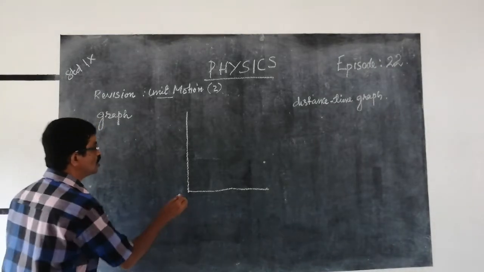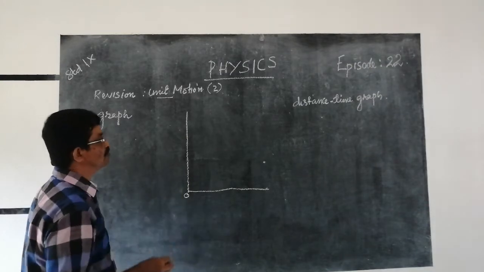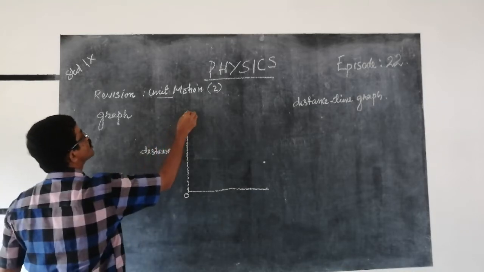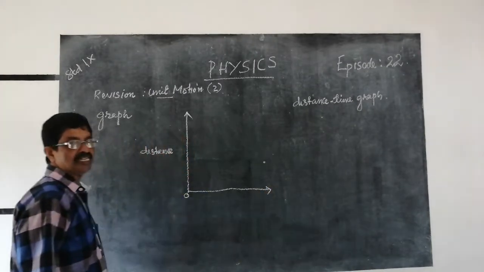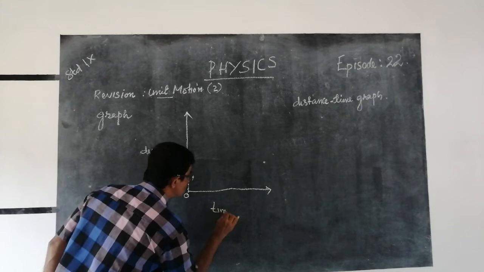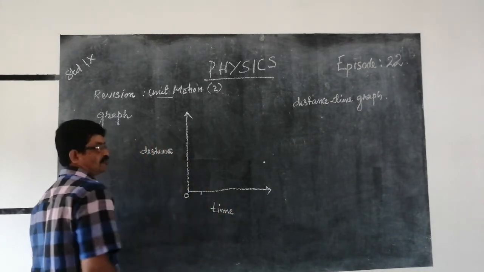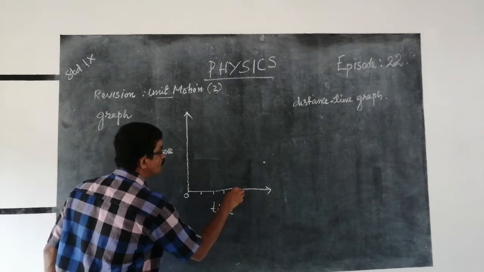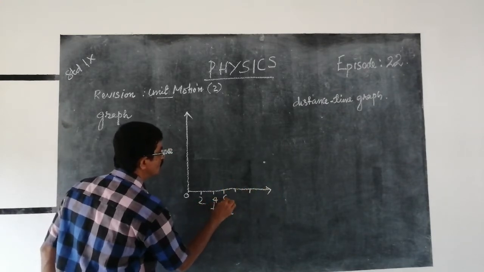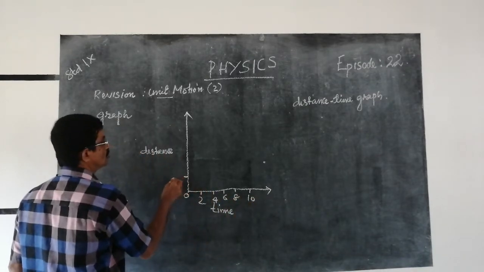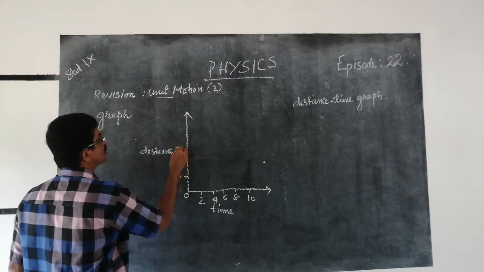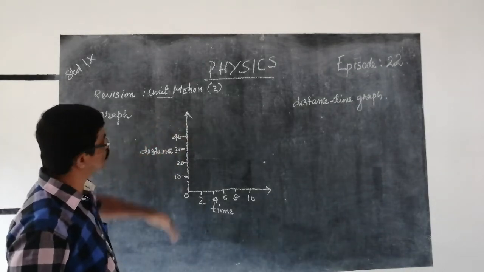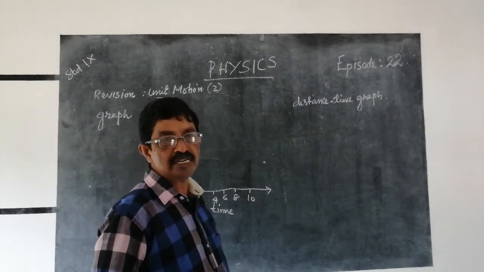Distance-time graph. That means in a distance-time graph, distance is taken on the y-axis and time is taken on the x-axis. Here we choose appropriate units in this manner. Sometimes it may be 2, 4, 6, 8, 10, or 10, 20, 30, 40, or 5, 10. We can choose any scale according to the data given.